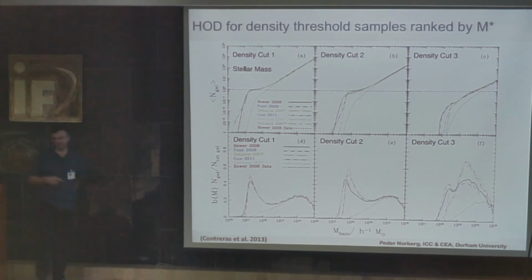Now, if you look at the HOD for density threshold samples ranked by stellar mass, what you get here in the top panel is all the HODs for these different scenarios. So even though you had a very similar description of the stellar mass function, it doesn't need to be similar for the HODs of these samples. And you realize that there are differences. If you look carefully, there are actually very big differences here. Remember, this axis goes over 8 orders of magnitude. So if you see a difference on an 8 order of magnitude plot, it's rather significant. You don't need to know how much it is, but it's significant. You can see these differences coming in between the models.